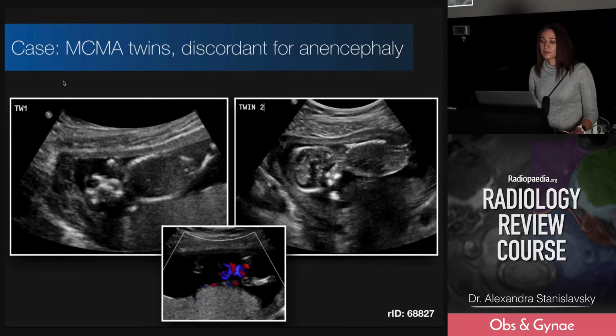So, a few examples. This is a monochorionic monoamniotic pregnancy, and we see that because we've got an image of entangled cords here. Twin 2 on the right is entirely normal, and twin 1 is lacking the normal cranial structures. So this is a twin pregnancy discordant for anencephaly.